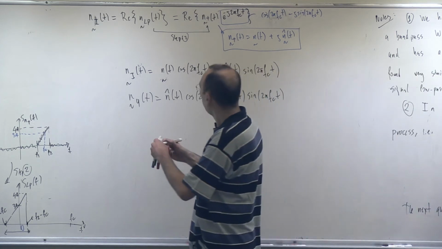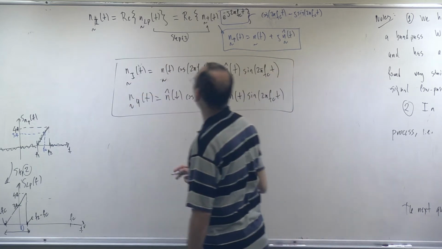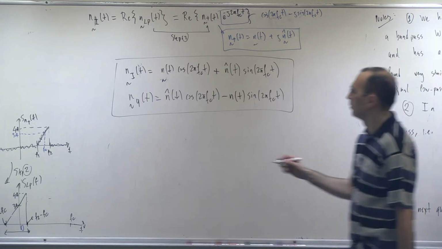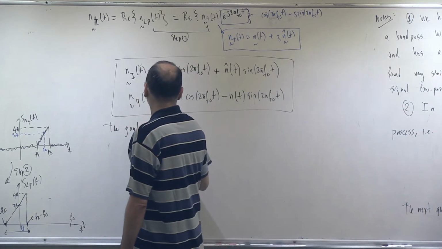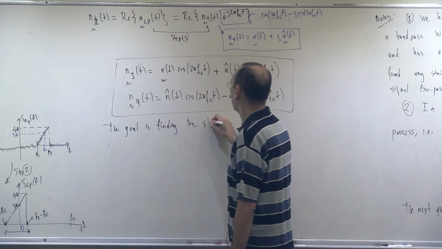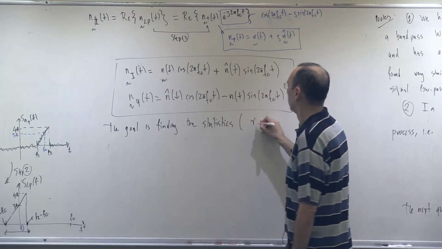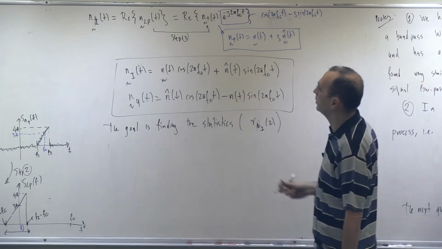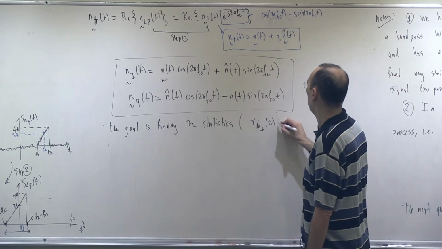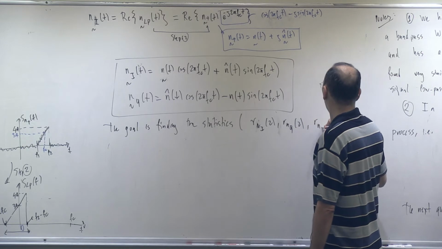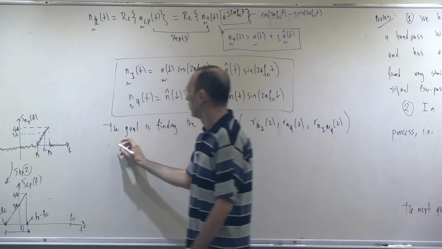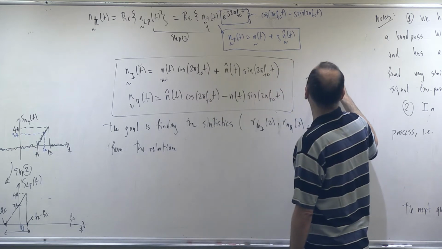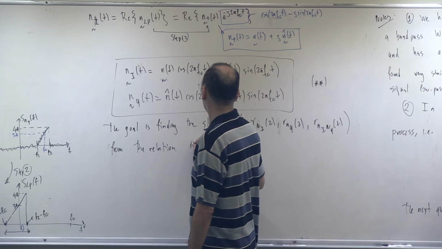So what do I need to do? I need to find the statistics of Ni and Nq. So how can I find statistics of Ni and Nq? The goal is finding, let's say, the statistics, meaning for example autocorrelation. If it is wide sense stationary, I'm not sure, but it should be wide sense stationary for the sake of this discussion. R Ni of tau, R Nq of tau, R Ni Nq of tau from the relation double star, let's say.